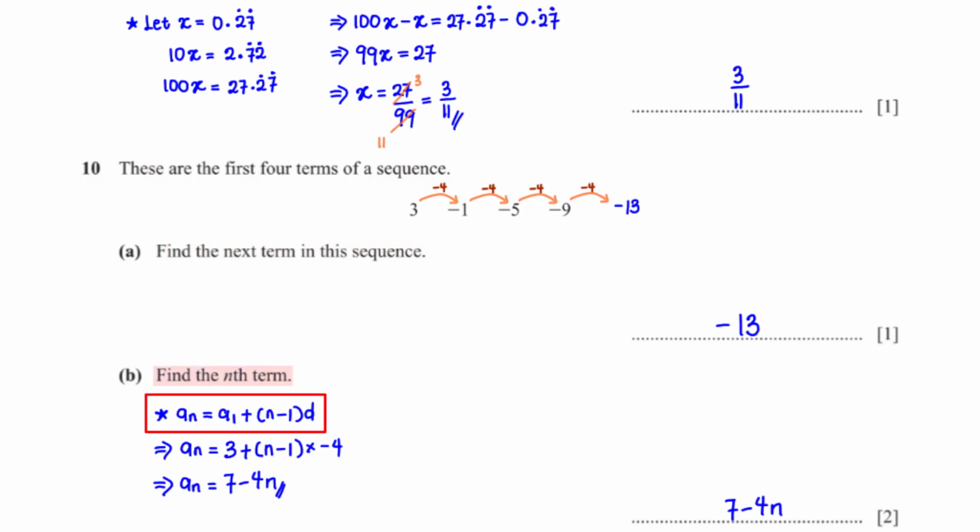Find the nth term. This is the nth term formula for sequences with a common difference. A1 is the first term of the sequence, and that is 3. D is the common difference, which is -4. When we simplify this, we get 7 minus 4n.